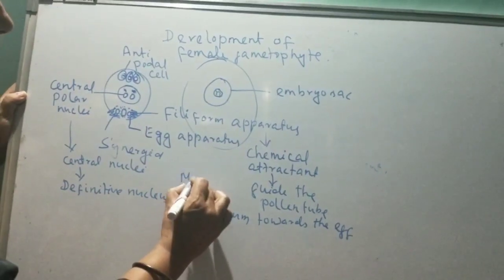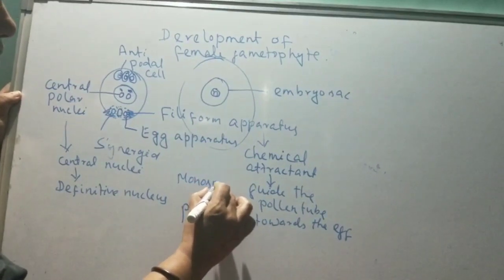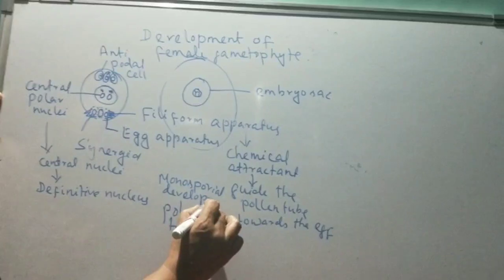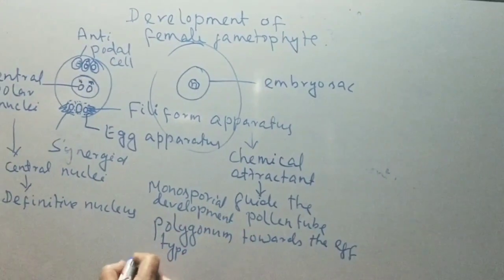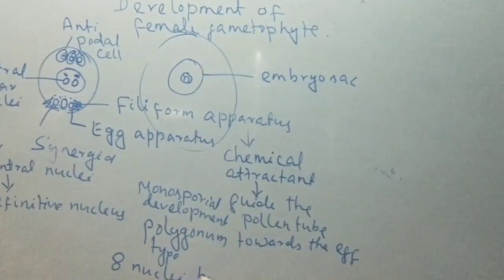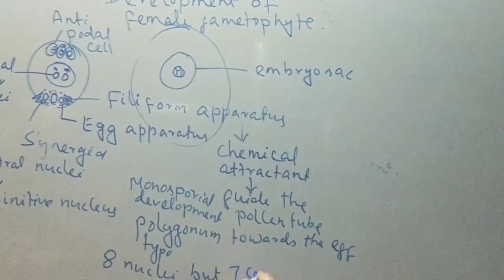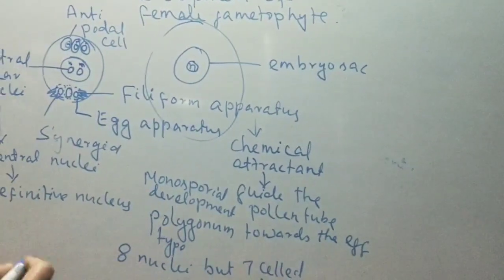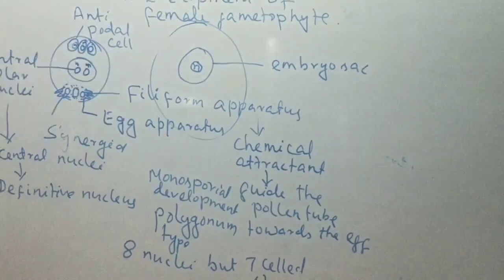So monosporic development, polygonum type, means 8 nuclei but 7-celled stage. Okay, 7-celled stage. Now this is the embryo sac.